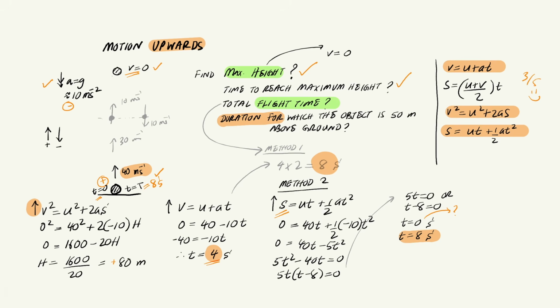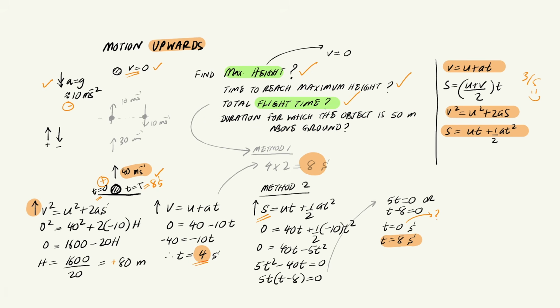Now for the final question in this set, and this one's a genuinely good one to understand properly, because the same method will come up again and again. We're asked, for how long is the object above 50 meters? Once again, we use s equals ut plus 1/2 at squared, applied vertically upward. This time, the question specifically tells us the height, 50 meters above the ground. Since above the ground is our positive direction, we substitute s equals plus 50.